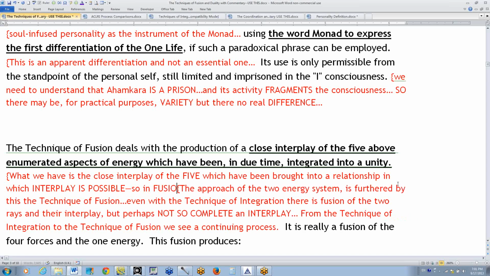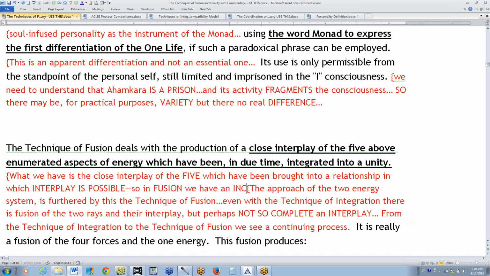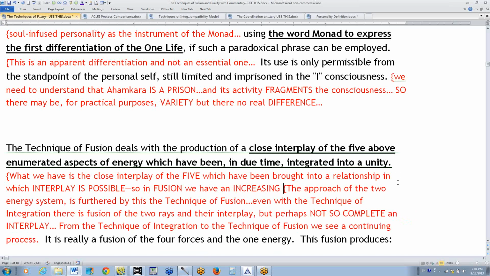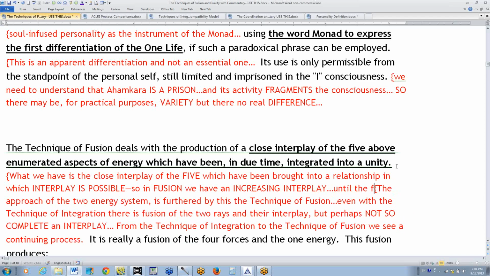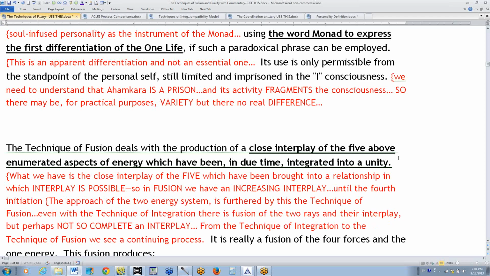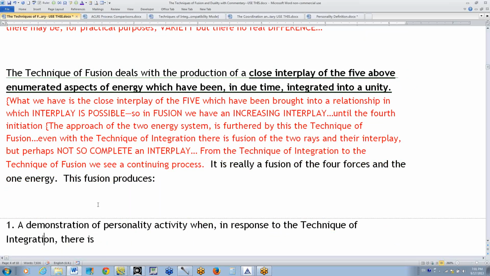So, in fusion, we have an increasing interplay until the fourth initiation. The fourth initiation is really a fusion of four forces and one energy. And of course the energy is, what is it? This energy is the soul energy.